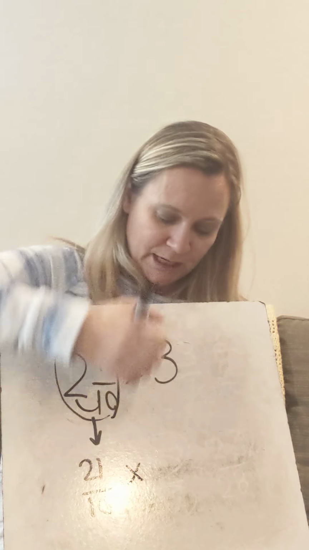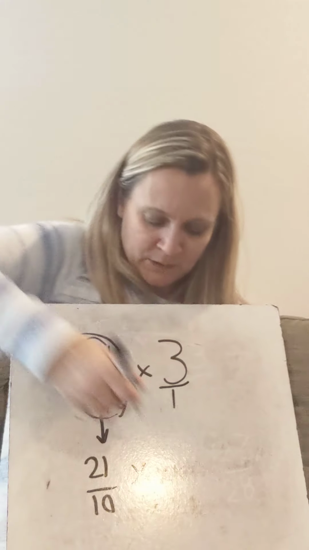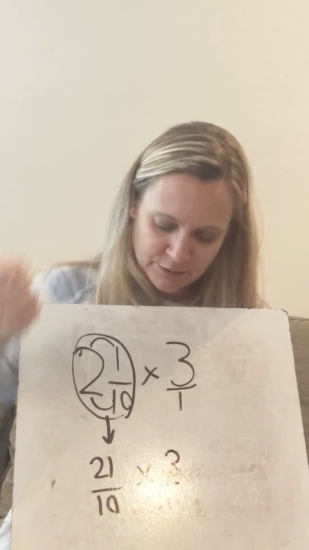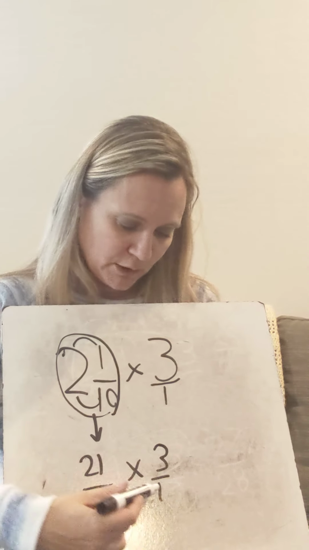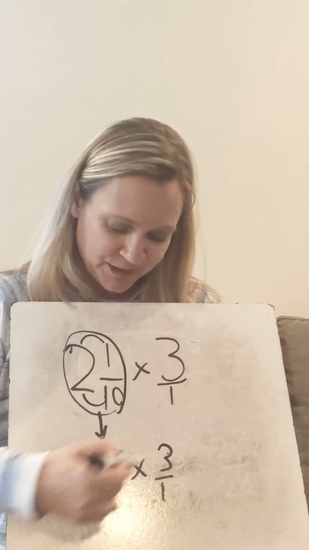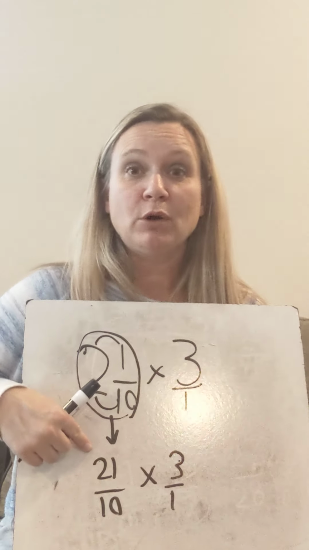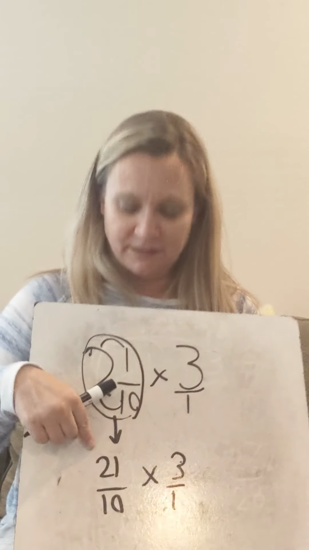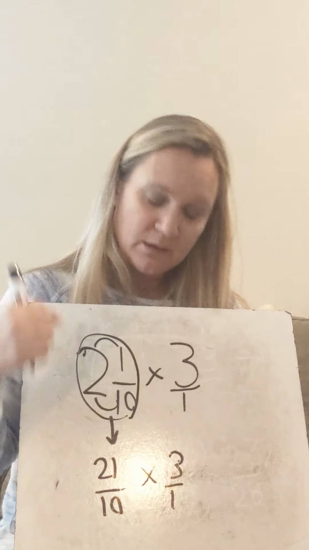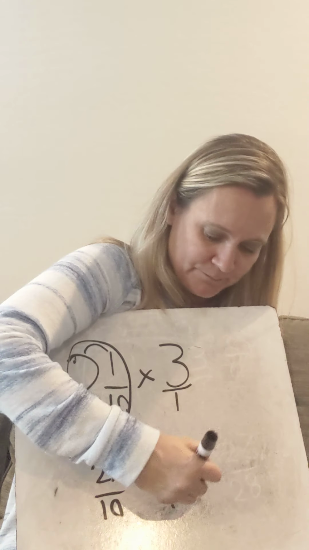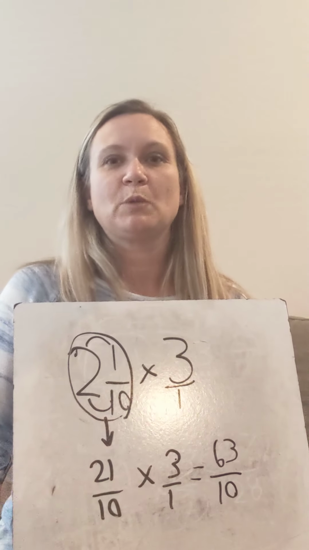Then I'm going to take the 3 and make it into a fraction by putting the 1 underneath, just like I did before. So now I'm going to quickly look to see if I can cross cancel. 21 and 1, nope. 3 and 10, nope. So I multiply across. Remember, you can multiply using any strategy that you want. I like to do partial products. 3 times 20, 60. 3 times 1, 3. 60 plus 3, 63 over 10, because 10 times 1 is 10.